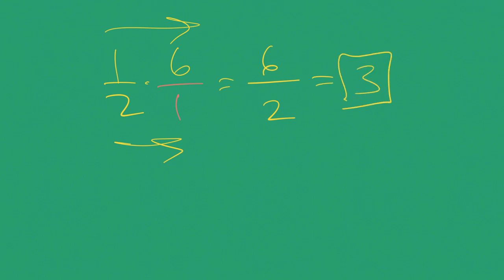Now, why are we going to do that? Well, remember, when you multiply with fractions, we are going to multiply across the top and across the bottom. So 1 times 6 would be what? 6. On the bottom, 2 times 1 would be 2. So what we end up with is 6 over 2. And what is 6 divided by 2? That ends up being a 3. Okay?